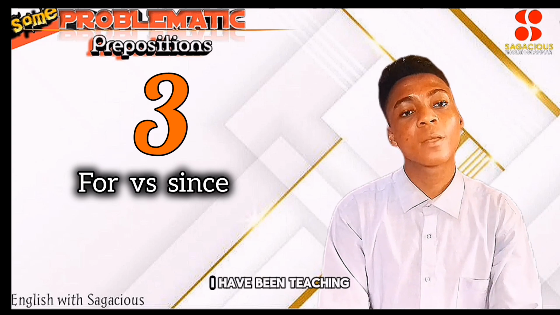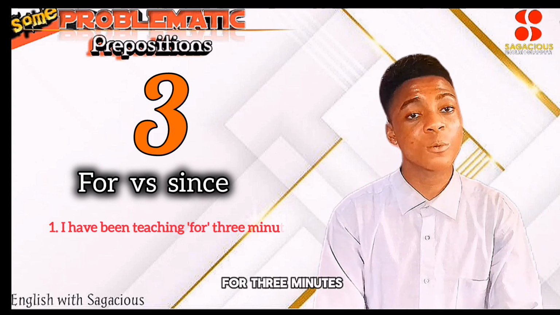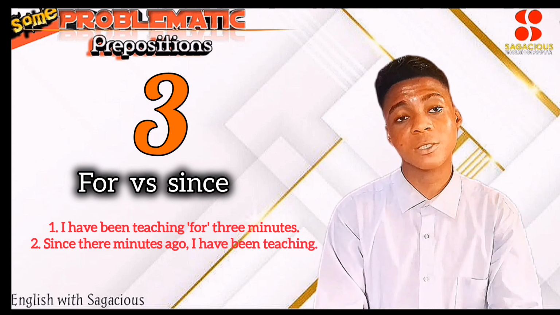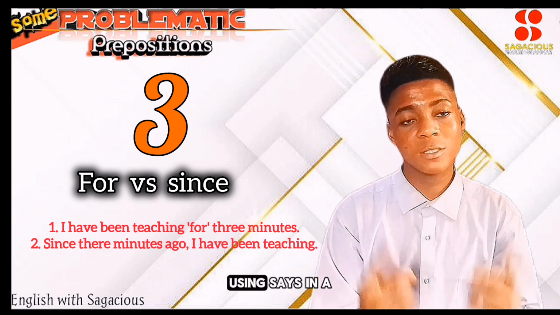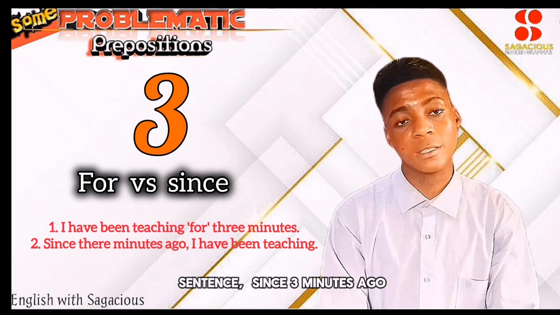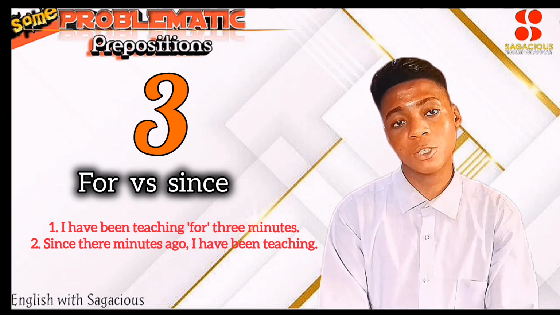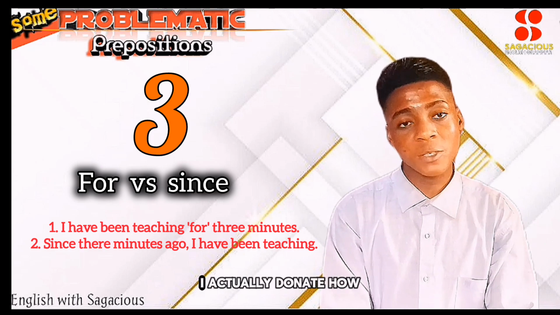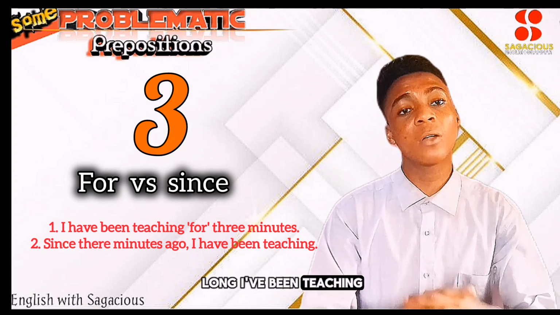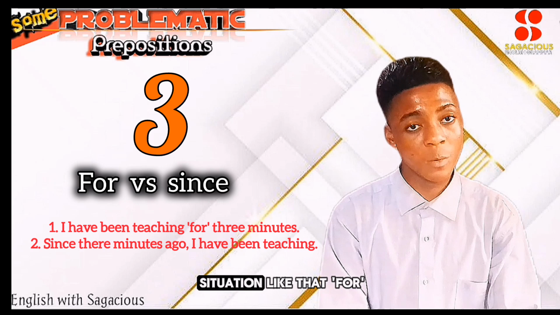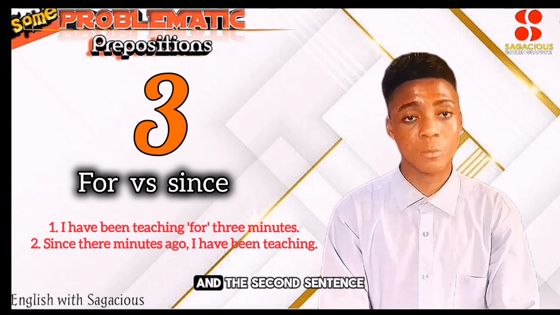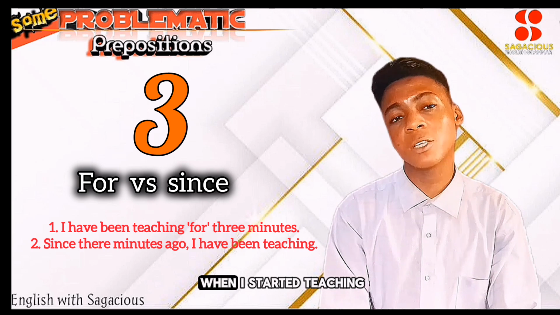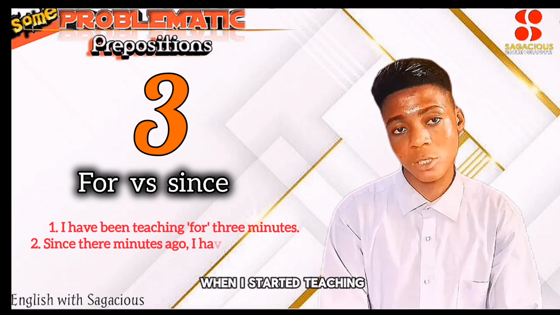For instance, I have been teaching for 3 minutes. Using for in a sentence. Using since in a sentence says 3 minutes ago I have been teaching. The difference that exists between those sentences is that in the first sentence, I actually denote how long I've been teaching, in which a situation like that for is mostly suitable. Then the second sentence, I tend to indicate when I started teaching.